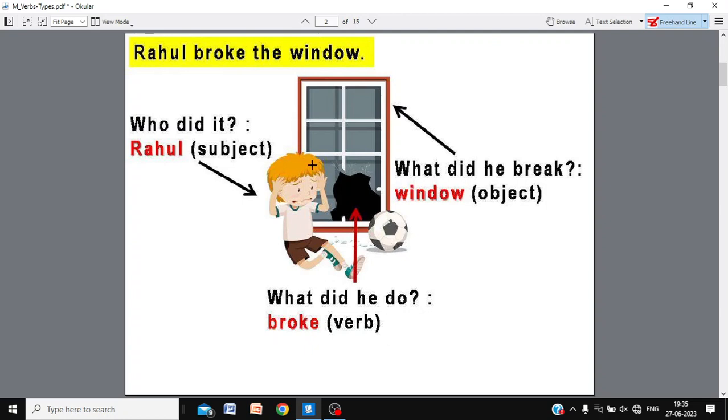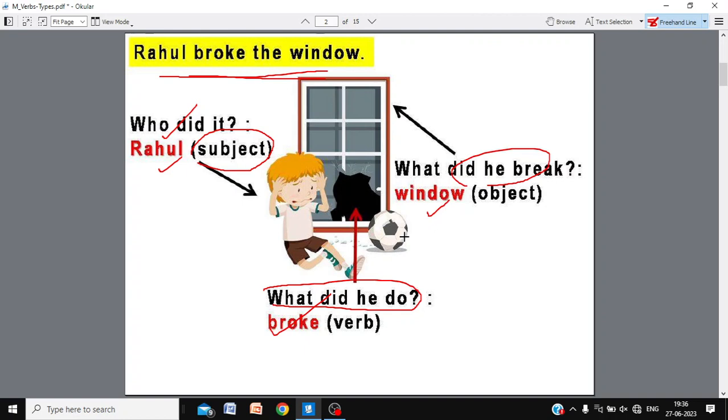Now let us take the simple sentence, Rahul broke the window. Who did it? Rahul. That is the subject. Whatever action it was, who did it? Rahul, so that is the subject. What did he do? He broke. Broke is the action word, verb. And what did he break? Window. He broke the window.